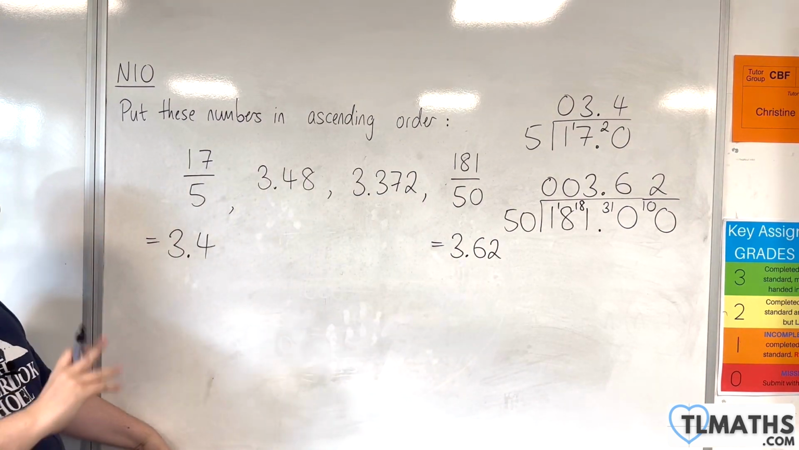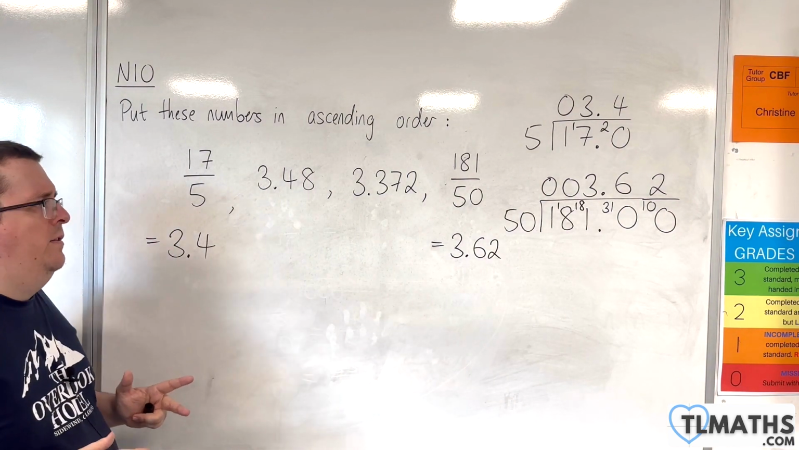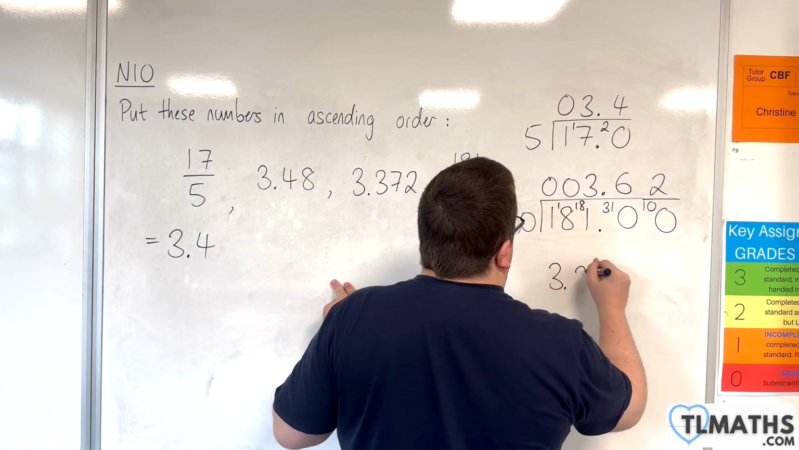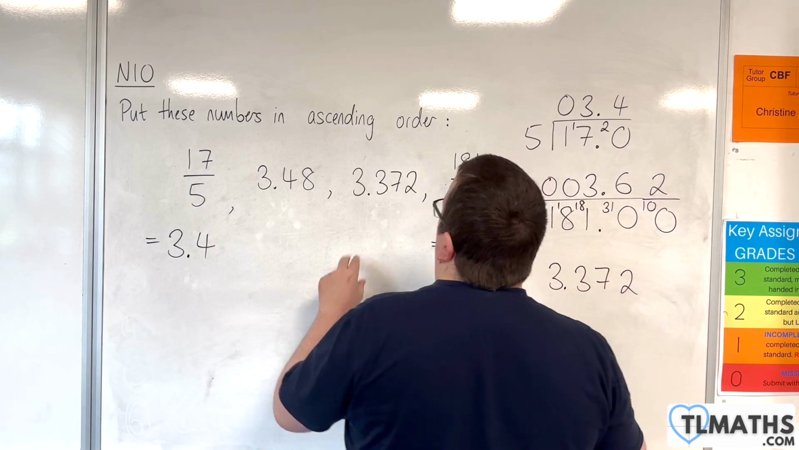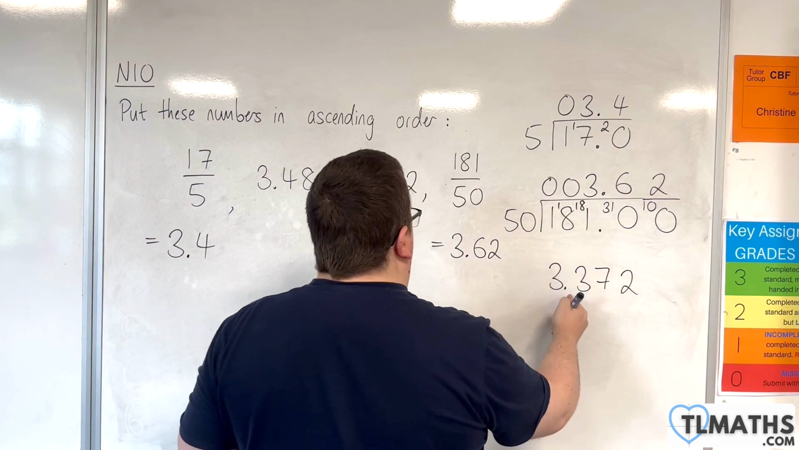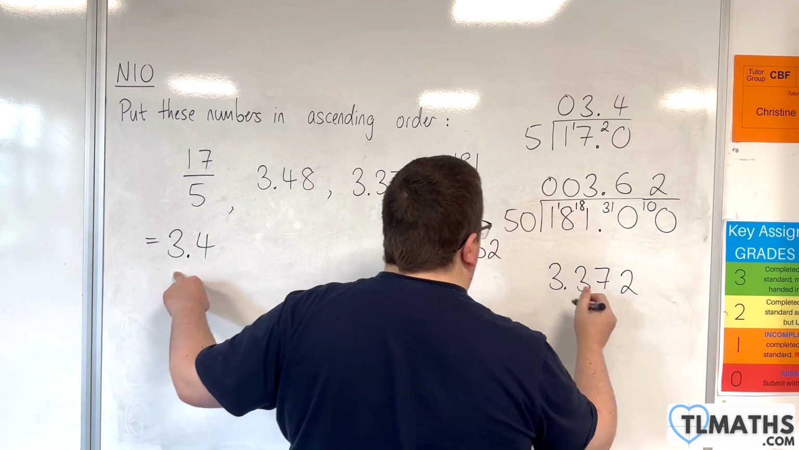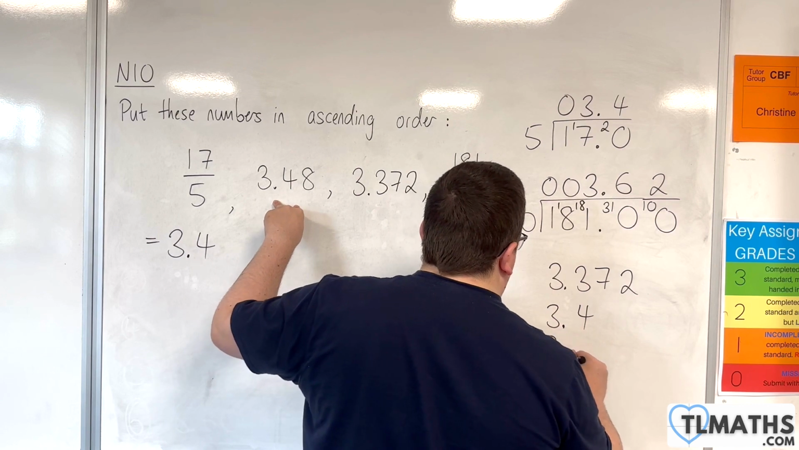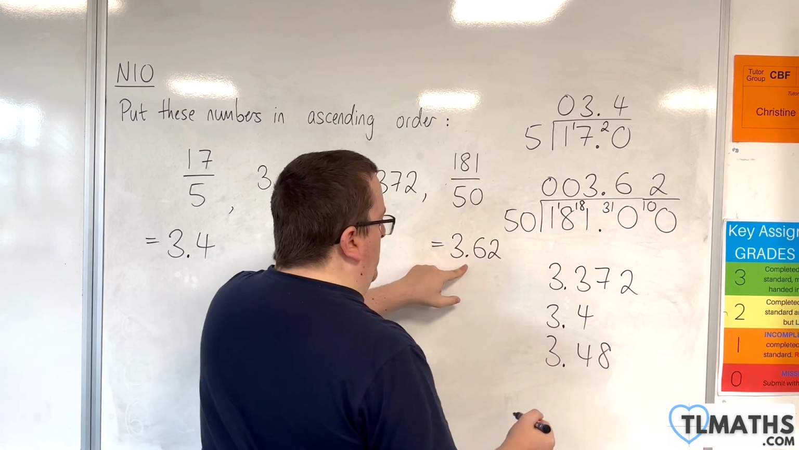Now, if you're looking at me kind of like going, oh, that's a bit weird, are you sure, Jack? Don't forget, if you're ordering decimals, write them all underneath each other with the decimal points lined up. So 3.372, and then I said 3.4, then I said 3.48, then 3.62.